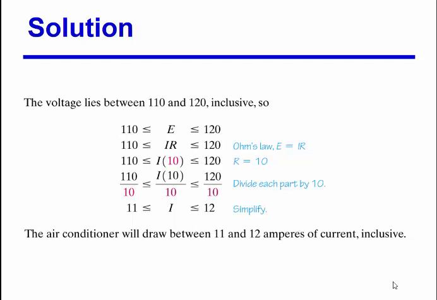We know that E is equal to IR, so we can replace E with IR. And we do have a value for R, which is 10. So we end up with 110 less than or equal to I times 10, less than or equal to 120. Divide all three by 10. And this is what I was talking about before. If I have a combined inequality, I just solve it this way rather than separating it. So we end up with 11 is less than or equal to I, less than or equal to 12. So the air conditioner will draw between 11 and 12 amps of current inclusive.